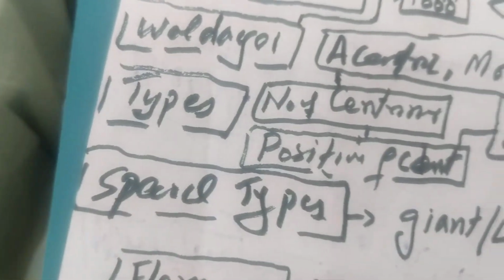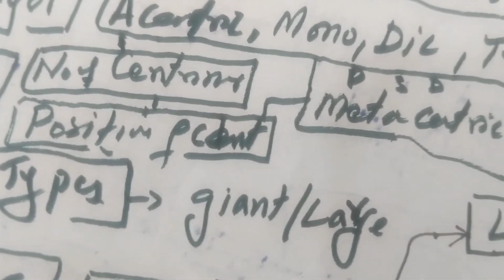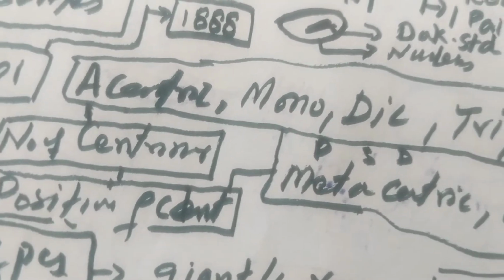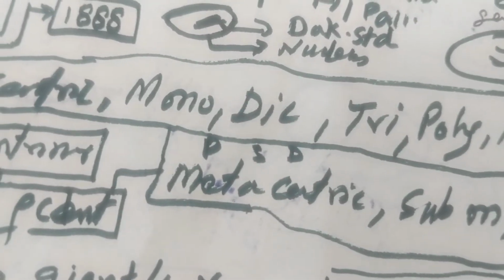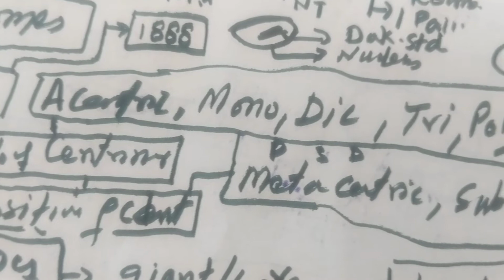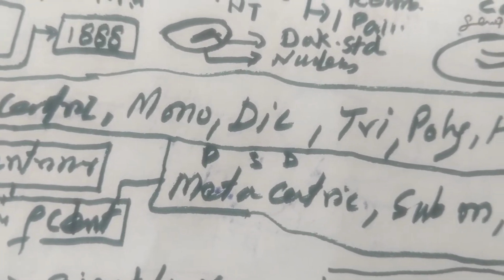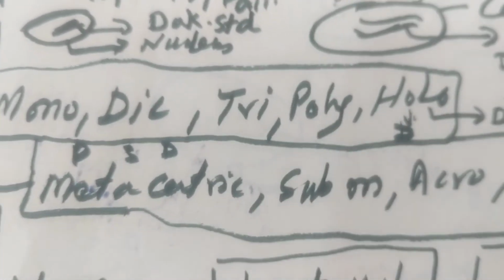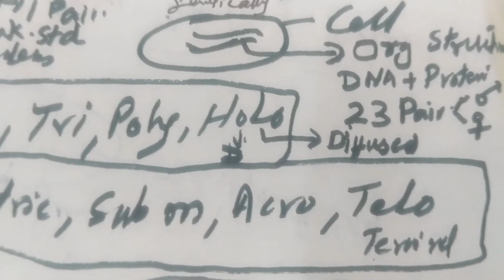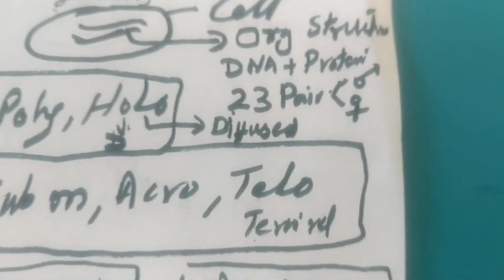So now let us discuss its types on the basis of the number of centromeres and on the basis of the position of the centromere. When we talk about the number of centromeres, these are acentric, monocentric, dicentric, tricentric, polycentric and holocentric. Acentric is the chromosome without a centromere; monocentric has one centromere; dicentric two, tricentric three and polycentric many centromeres. And then holocentric is the chromosome with a diffused centromere.